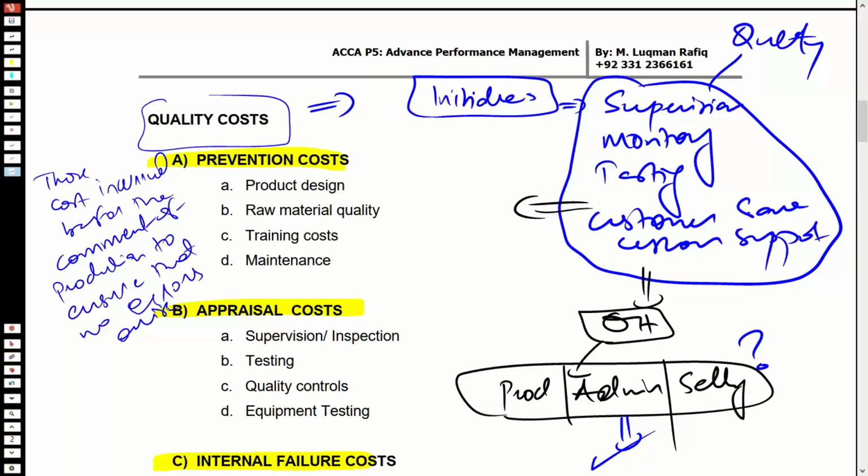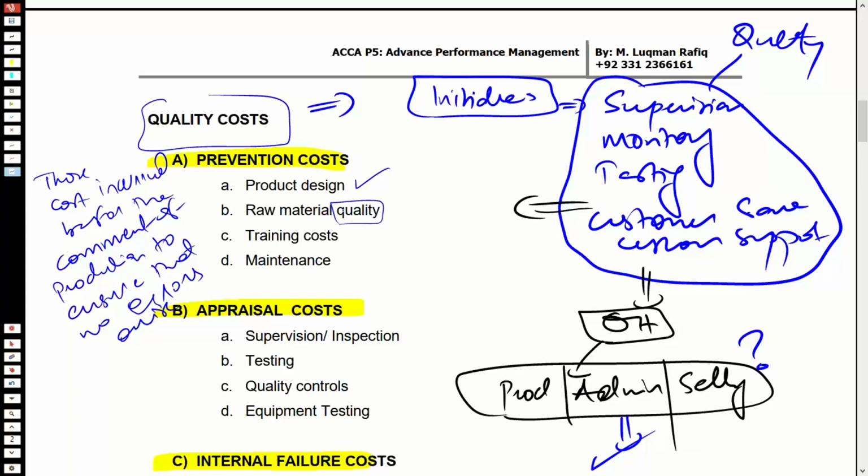What are the examples of those quality prevention costs? Let's try to understand them. These are the various examples: the costs that you incur with respect to the product design, and the costs that you incur with respect to raw material quality management, ensuring that no poor quality raw material is basically purchased.